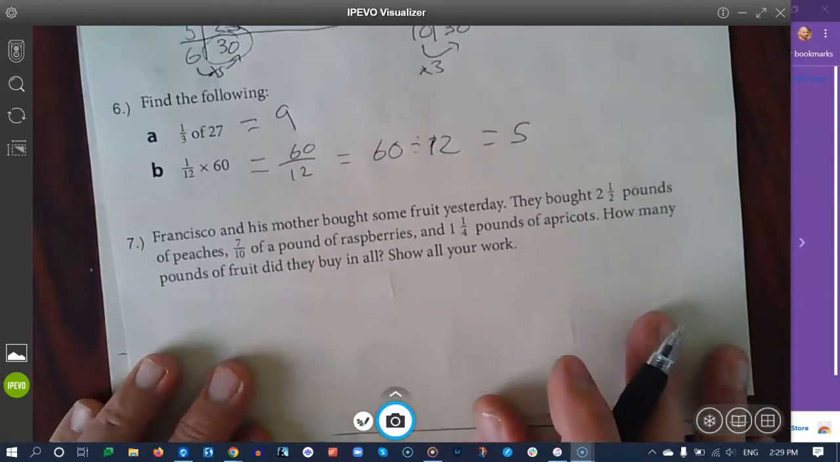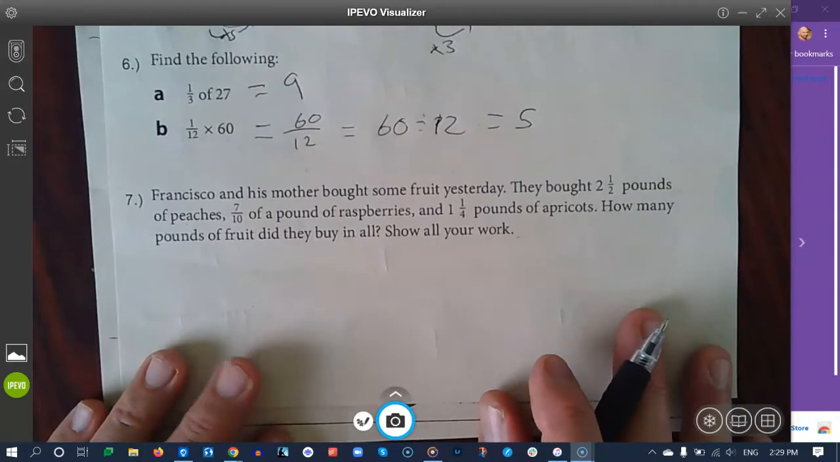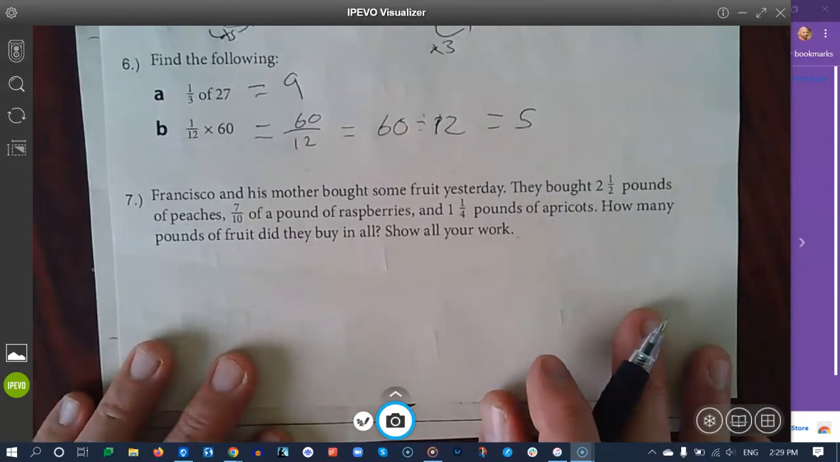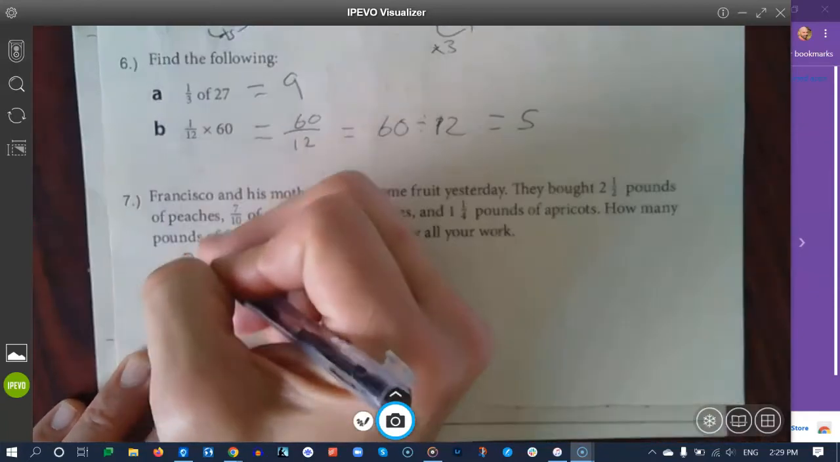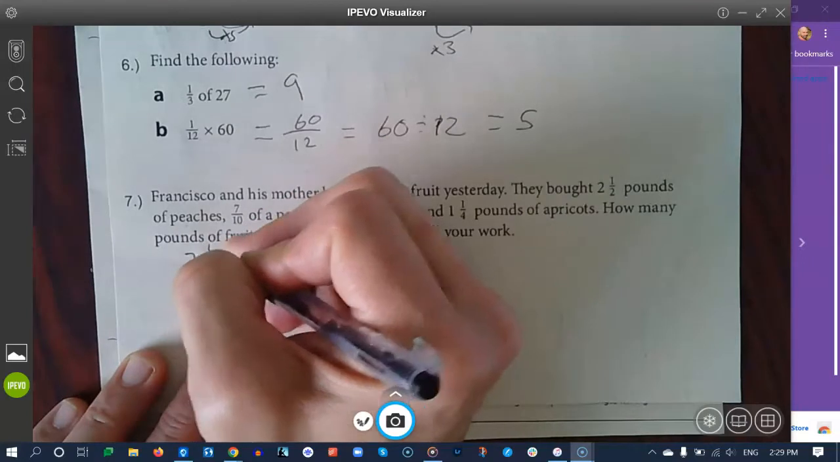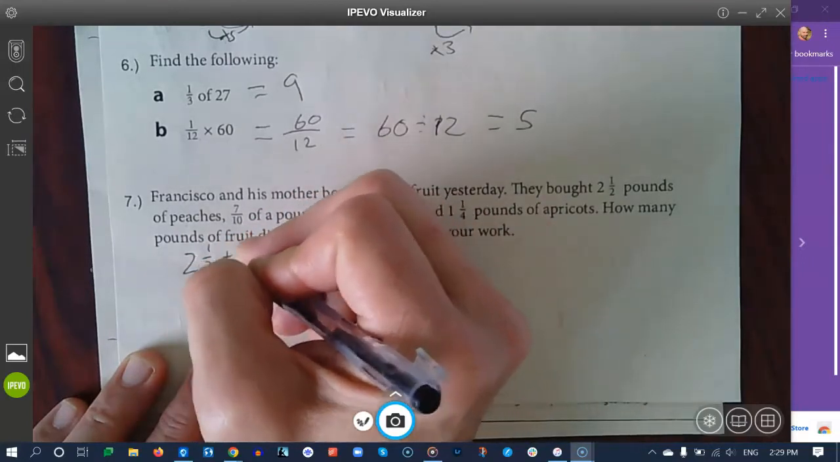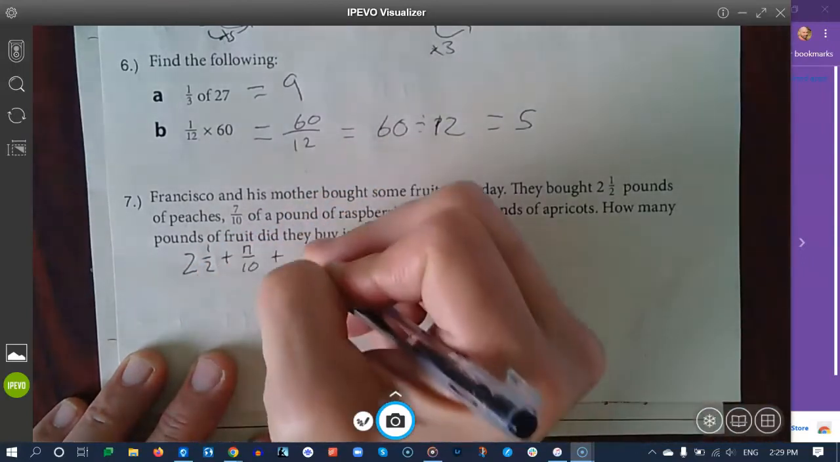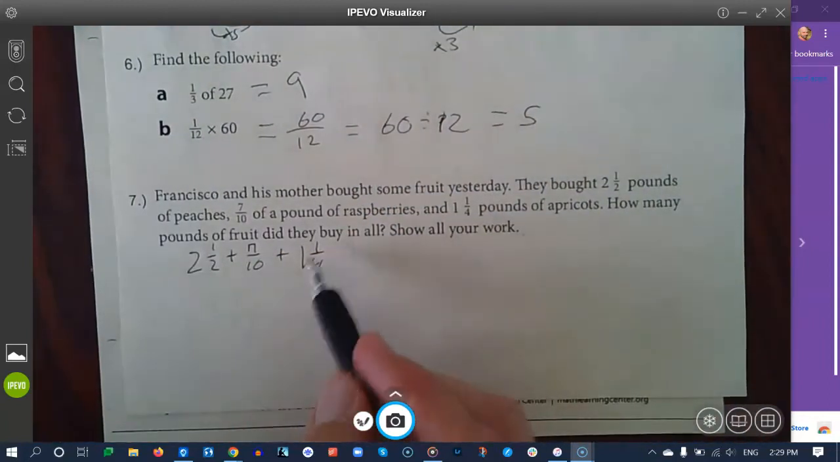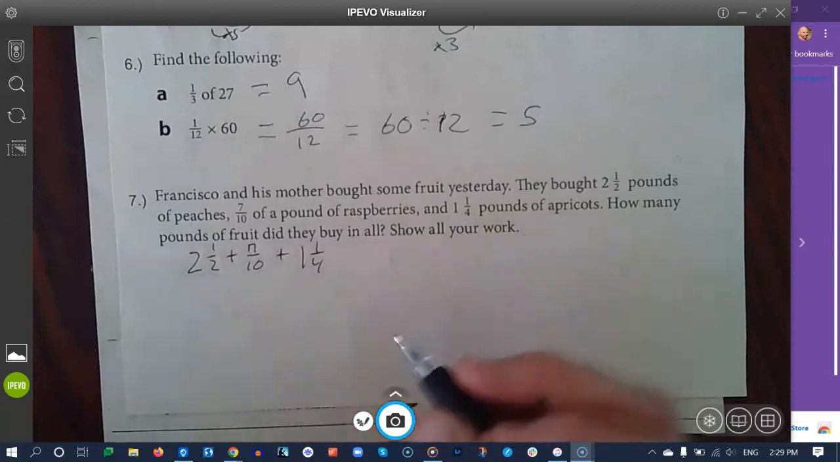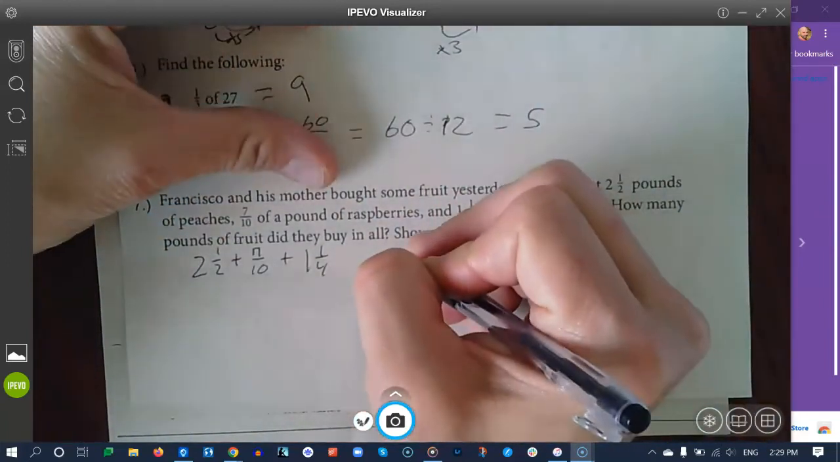Francisco and his mother bought some fruit yesterday. They bought 2.5 pounds of peaches, 7/10 of a pound of raspberries, and 1.25 pounds of apricots. How many pounds? So when I have 3 numbers like this, I want to see, because this is 2.5 plus 7/10 plus 1.25. So I'm going to be able to combine, and really I could split this apart, couldn't I?